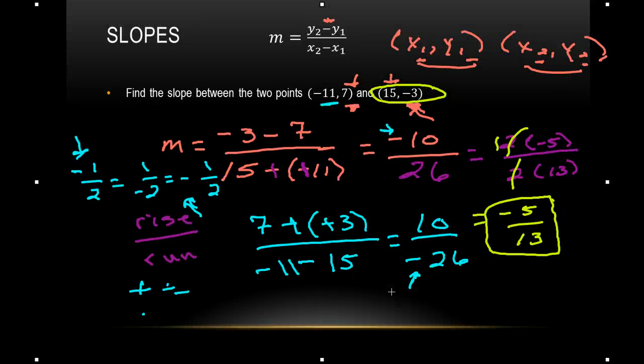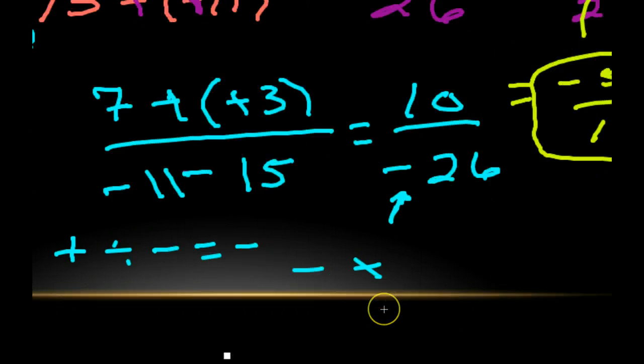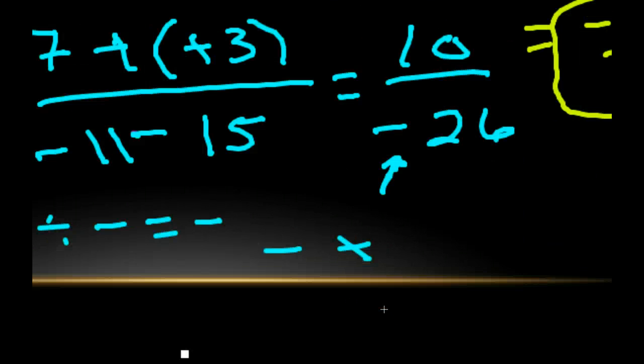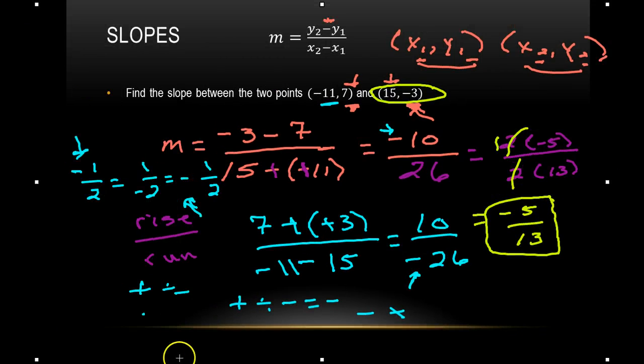Let's try that again. A positive divided by a negative is a negative. And a negative divided by a positive is also a negative. Okay, that's why it does not matter whether the negative's on top or bottom.